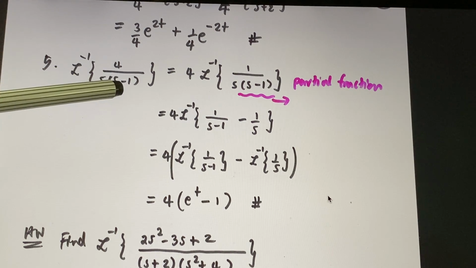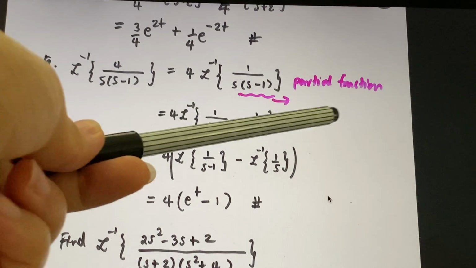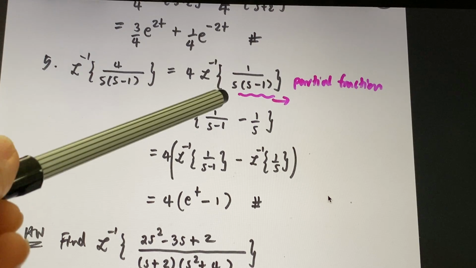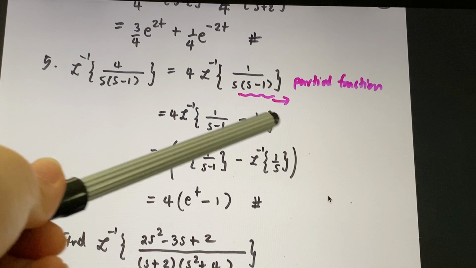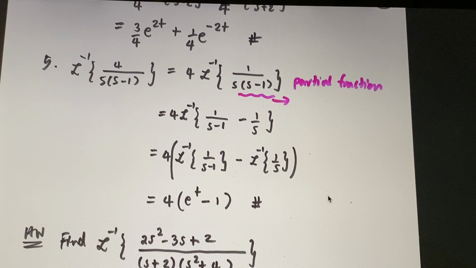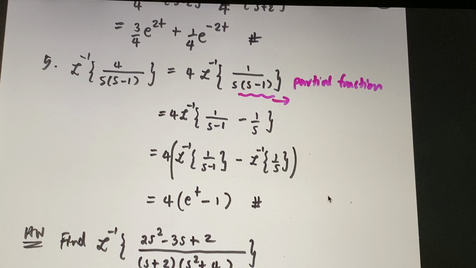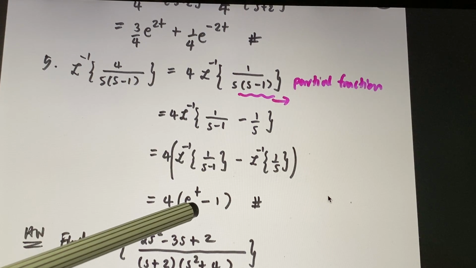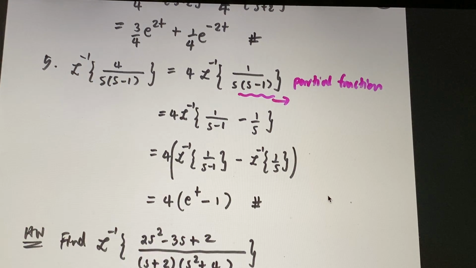When I see s times s minus 1, I think of partial fractions. So I take 4 out and then use partial fractions, and I found that this term can be split into 1 over s minus 1 and minus 1 over s. Then I just distribute the inverse Laplace to each term, and this term is obviously e to the t, and this one comes from 1. This is what we got.